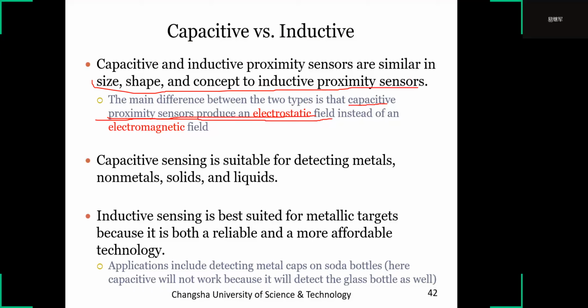Capacitive sensing is suitable for detecting metals, non-metals, solids, and liquids. Inductive sensing is best suited for metal targets because it is both a reliable and more affordable technology.